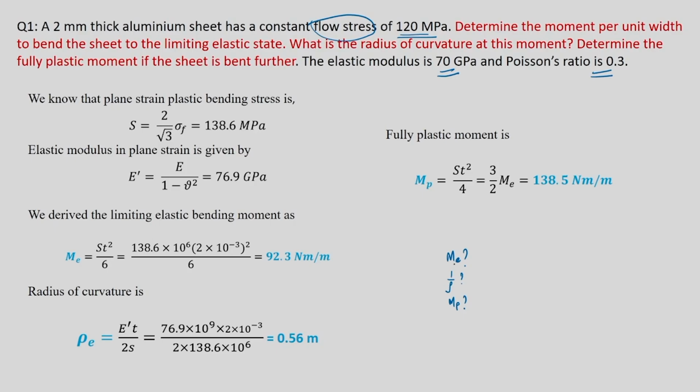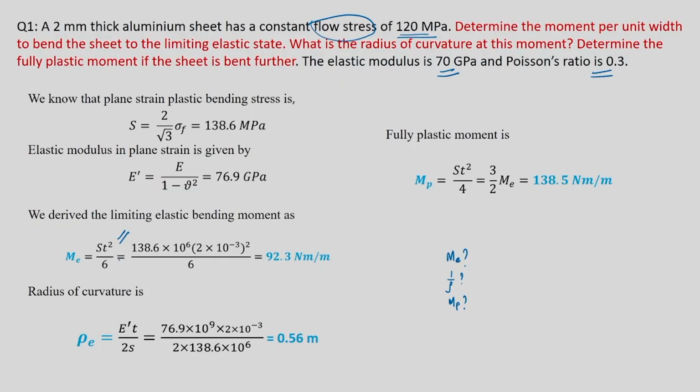So, we need to know ME. ME is already derived, which is nothing but S t square by 6. We put a condition: when y is equal to t by 2, your sigma 1 will become S. If you substitute in this situation, you will get ME equal to S t square by 6. Thickness is given as 2 mm; the only thing is you have to get S. S is nothing but the plane strain flow stress, for which you already got a relationship: S is equal to 2 by square root of 3 into sigma F.